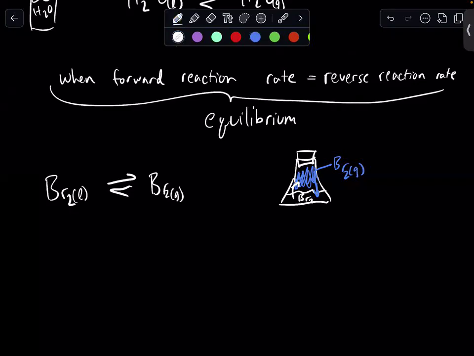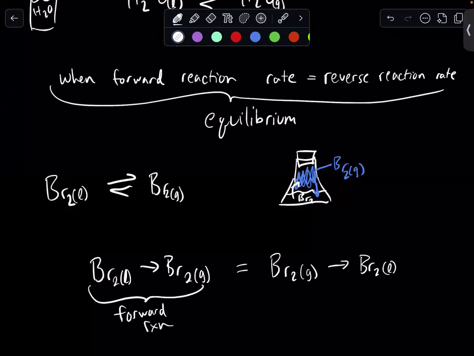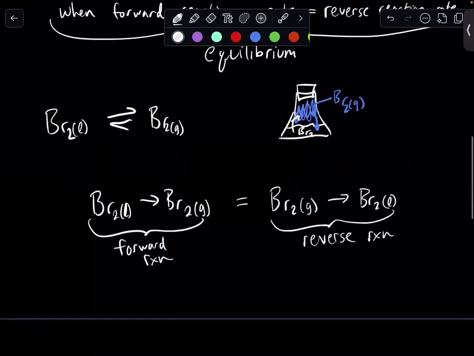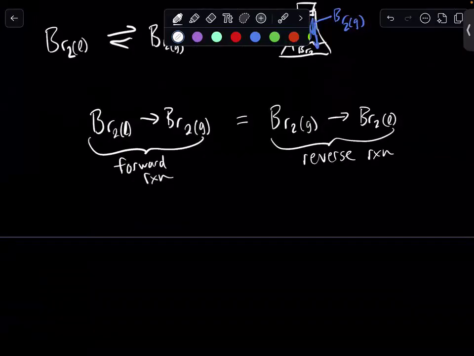So what we're saying is the rate of Br2 liquid to Br2 gas is equivalent to the rate of Br2 gas turning into Br2 liquid. And this would represent the forward reaction. And this would represent the reverse reaction. I'm really trying to hit this home just because we're going to be using this terminology a lot in this video. So how do we actually quantify this?